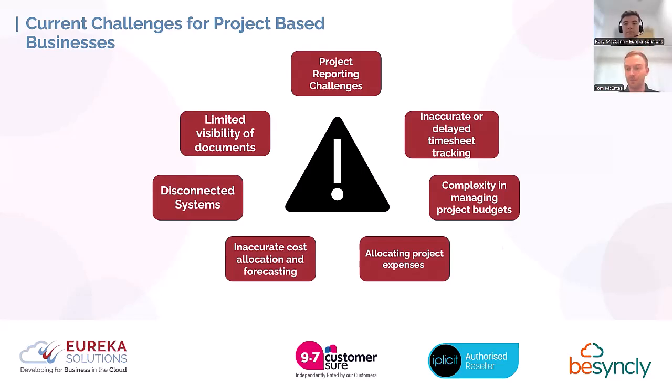So being able to run P&Ls by project, income and expenditure by project, trial balance by project, and just getting the basic project level information out of systems can be difficult if you've not got the right tools in place. It may be limited visibility of documents, whether that be purchase orders, or invoices, or project-based documentation. We tend to find that is slightly scattergun when it's not being used on an appropriate system.